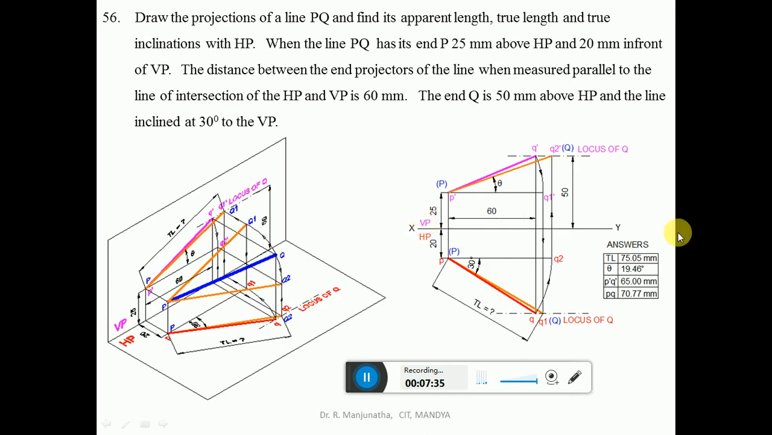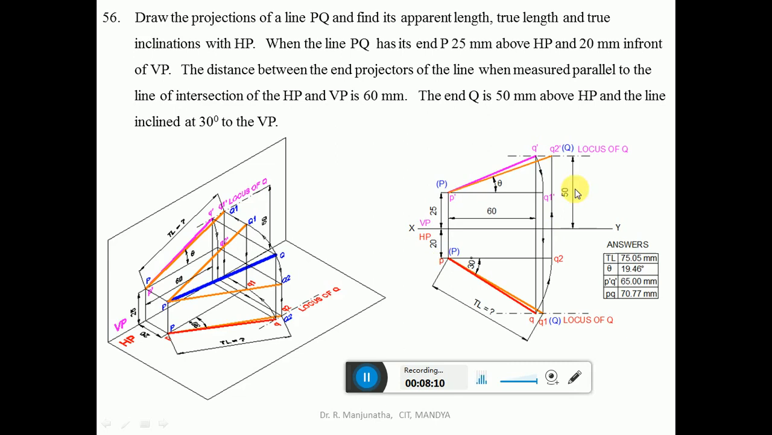First you draw the XY line and mark VP and HP. So P is 25 mm above HP and 20 mm in front of VP. Above HP is seen in the vertical plane, which is above the XY line. From the XY line you measure 25 mm and draw a horizontal line. Similarly, in front of VP by 20 mm, from the XY line you measure 20 mm below the XY line, and you draw the horizontal line. Consider any point and then draw a vertical projector so that it cuts at this point, which is P dash, and at this point, which will be small p.